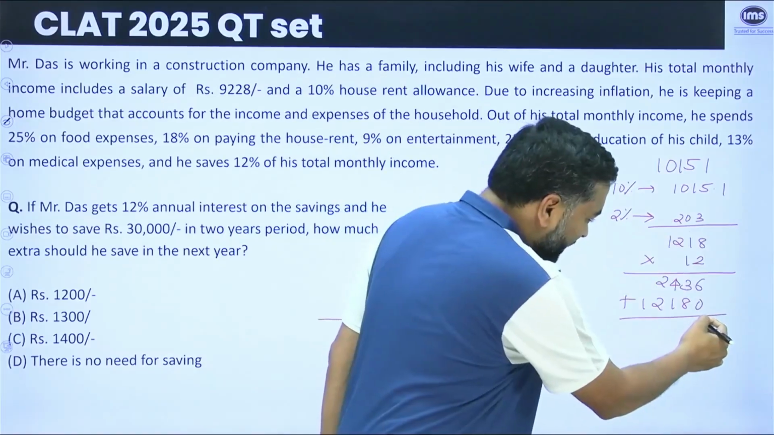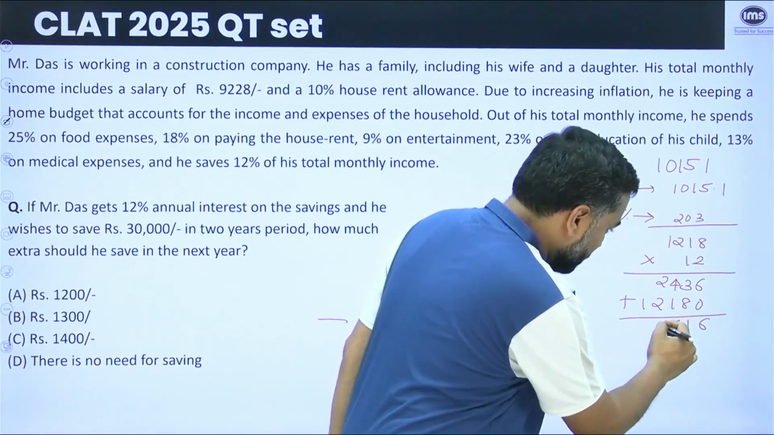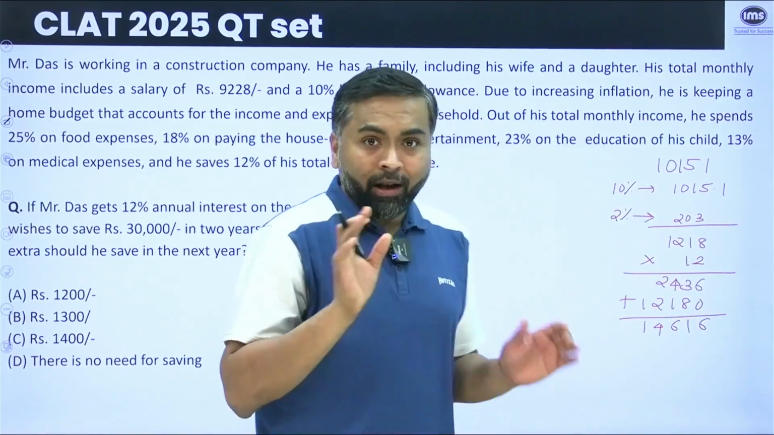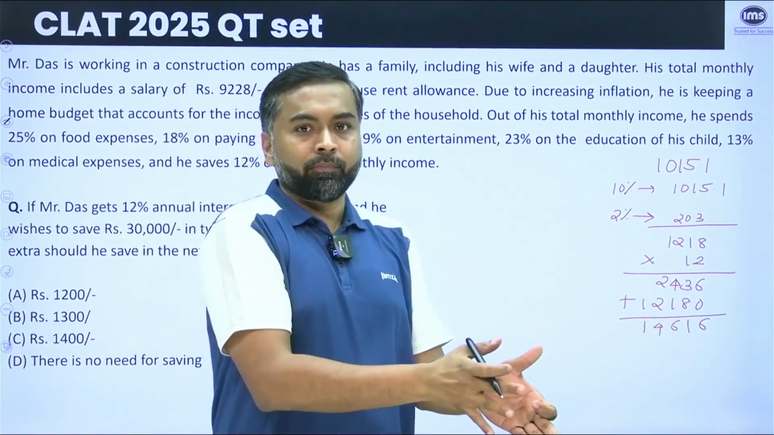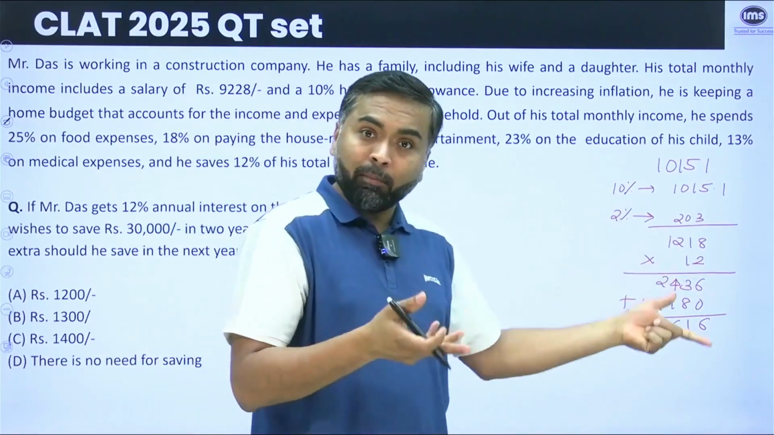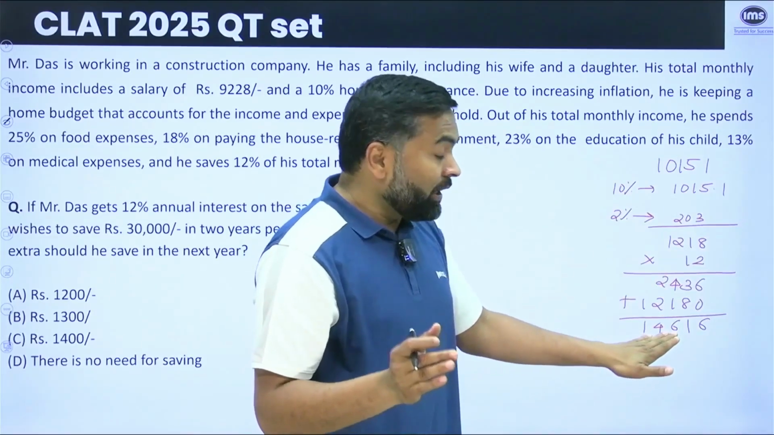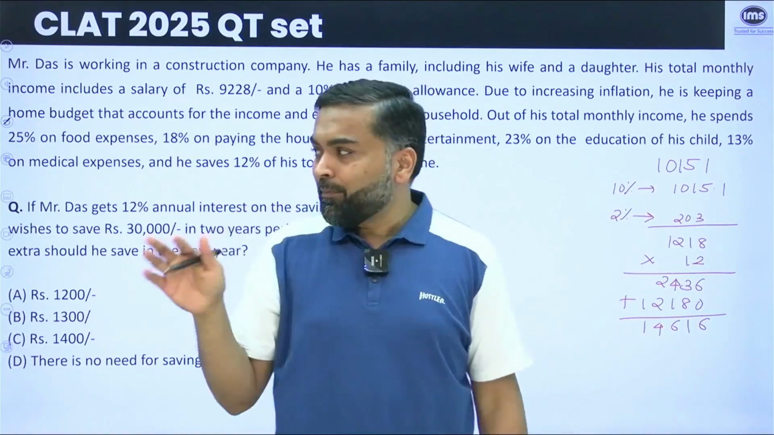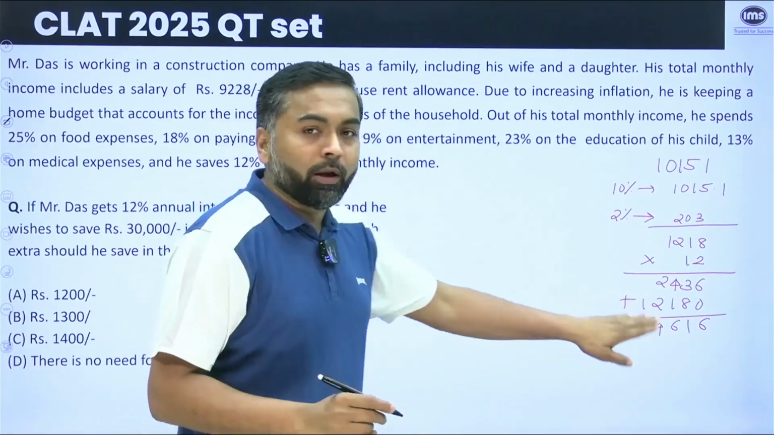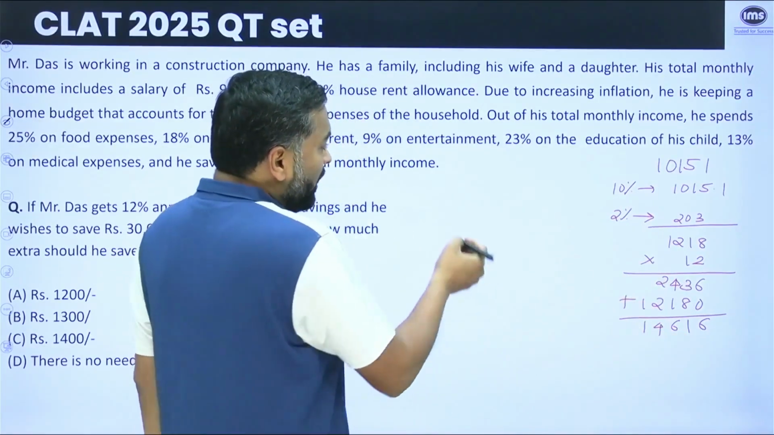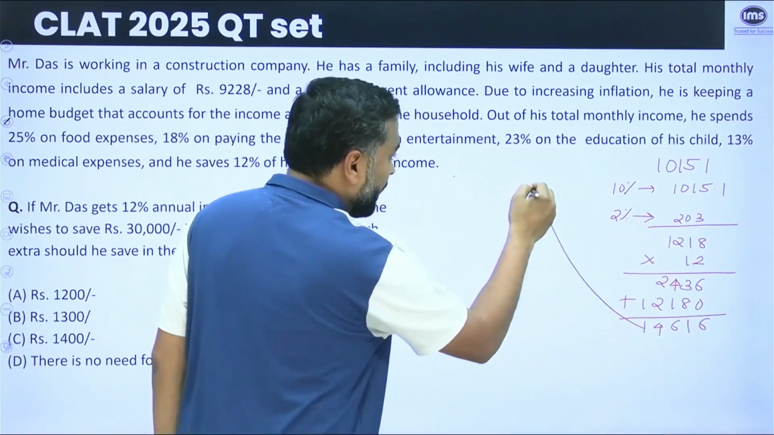Now if you simply add this, what do you get? 6, you get 1, you get 6, you get 4, and this is 1. So in 1 year, he is saving 14616. Second year also he will save the same amount I explained earlier. Now I need to calculate the interest value, 12% interest that he will be earning on this amount. So I need to calculate what is 12% of this, right?